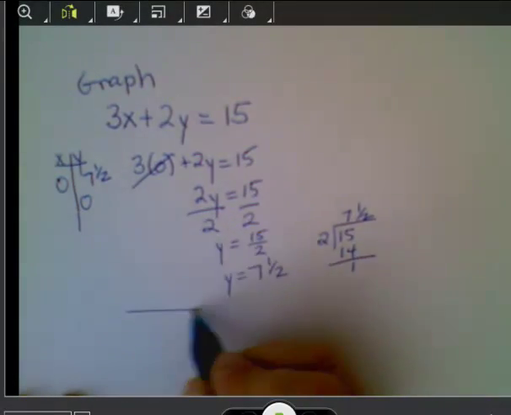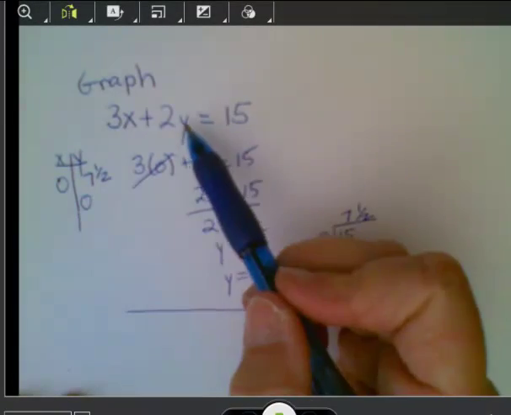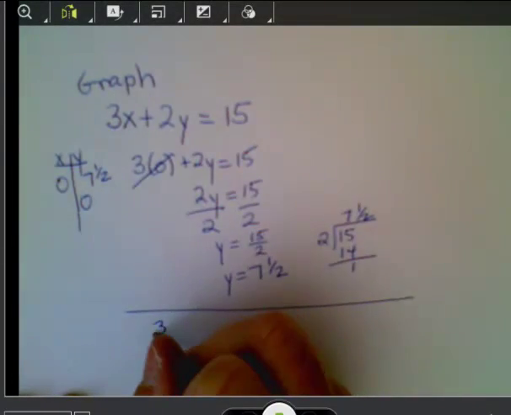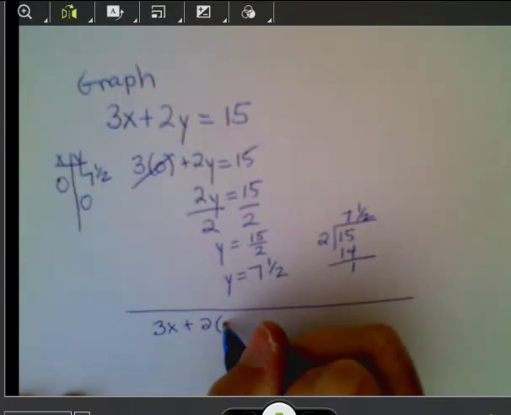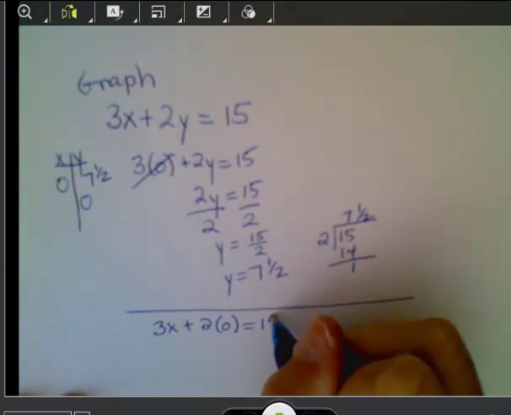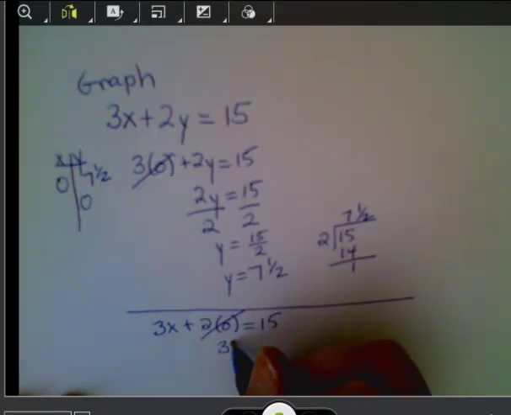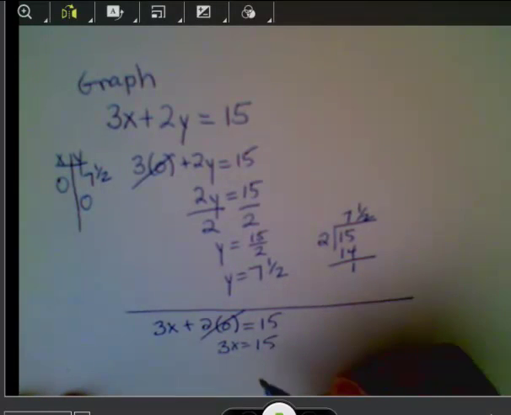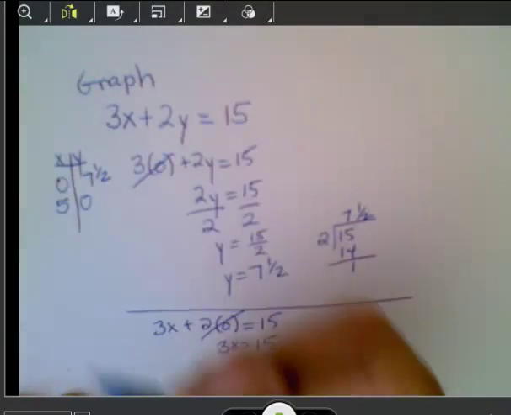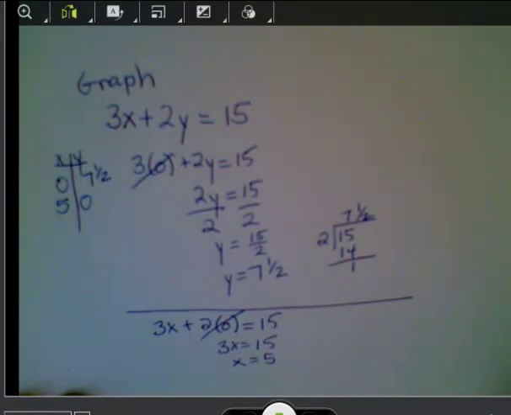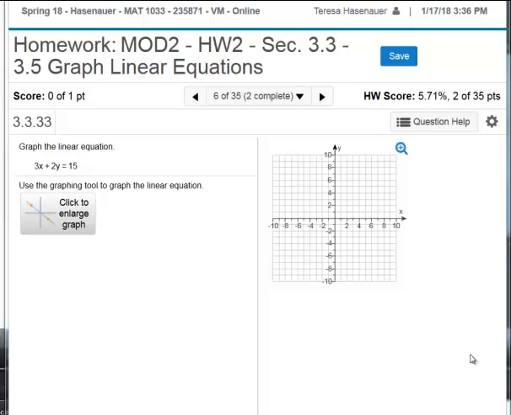For the other point, we plug 0 in the y. This will give us a nice one. This piece cancels. We have 3x equals 15. Divide by 3, x equals 5. So those are the 2 points that I'm going to use to draw the graph. Now we'll go on Mymathlab and try to graph it.